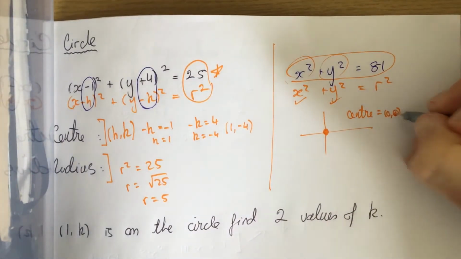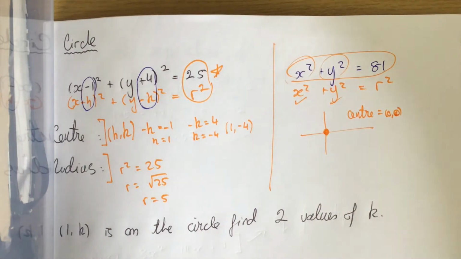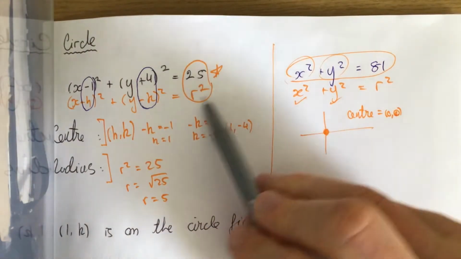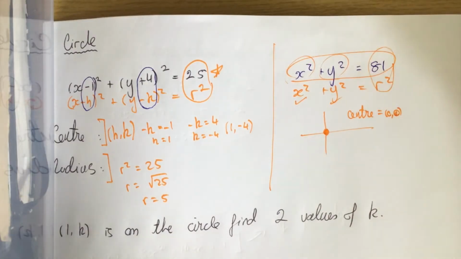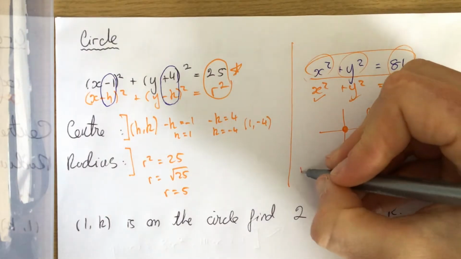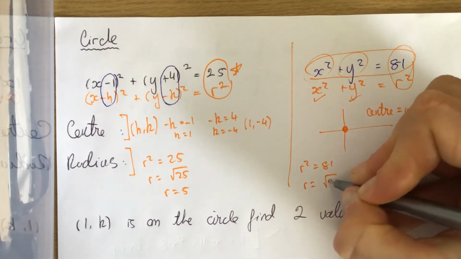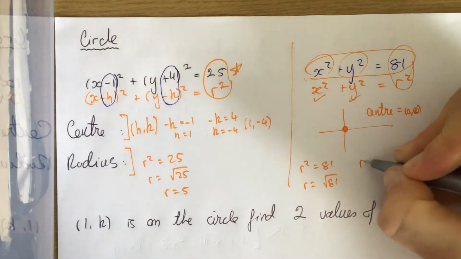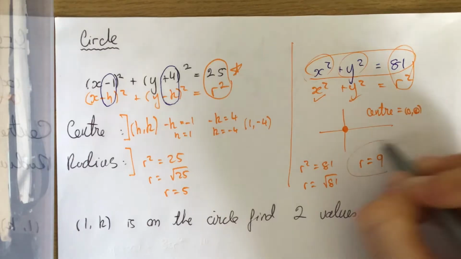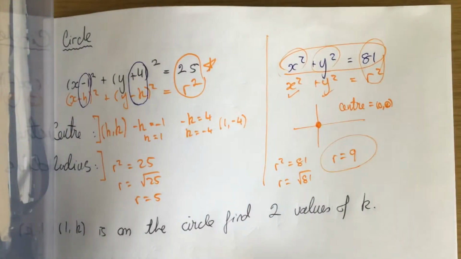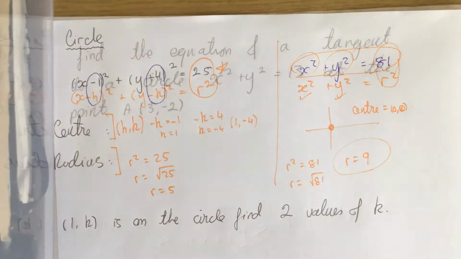Now, the other thing then we look for is the radius, and we already did this just here. Your radius is just r squared equals 81. So that means r squared equals 81, or r equals root 81. So r equals 9 on our calculator. So the square root of that is 9. So your centre is 0, 0, and your radius is equal to 9.